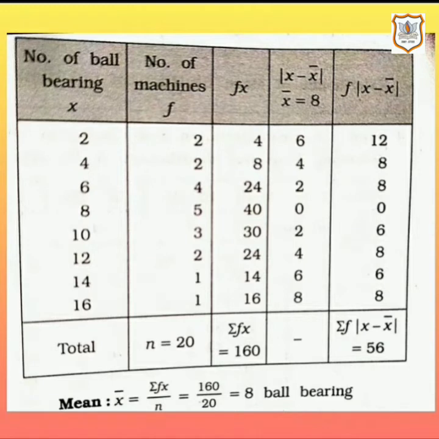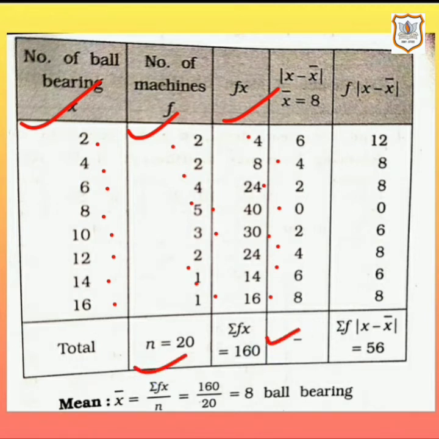So here we have prepared the table. We have written here number of ball bearings, that is x, number of machines, that is frequency f. So first we are going to take out fx so that we can know the mean. So fx is 2 into 2, that is 4. 4 into 2, that is 8. 6 into 4, that is 24. 8 into 5 gives 40. 10 into 3 gives 30. 12 into 2, that's 24. 14 into 1, that's 14. 16 into 1, that is 16. Now sigma fx is 160, and n is 20. So frequency sigma f or n is 20.